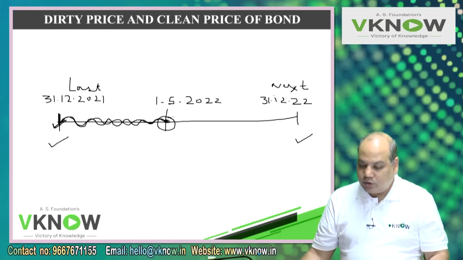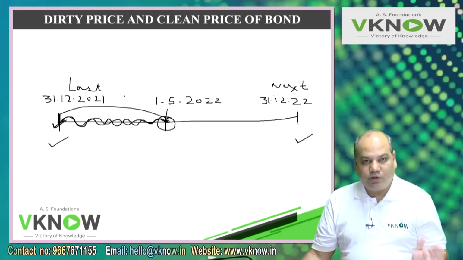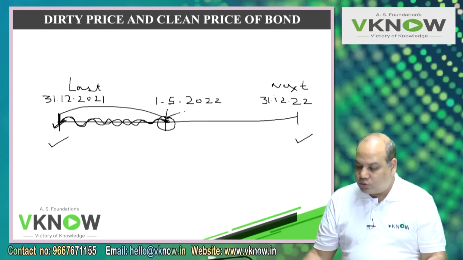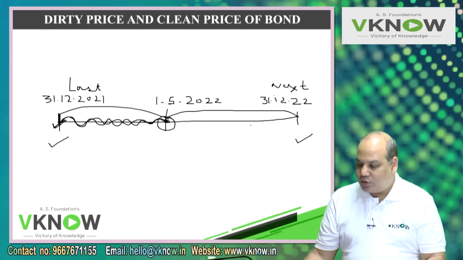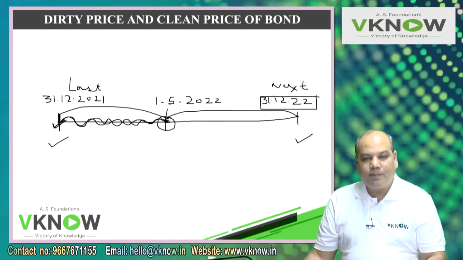Next thing, who was holding the bond from 31st December to 1st May? The previous owner. Who is going to hold the bond from 1st May to 31st December 22? The new owner. To whom will the company pay the interest on 31/12/2022? The new owner or the previous owner?